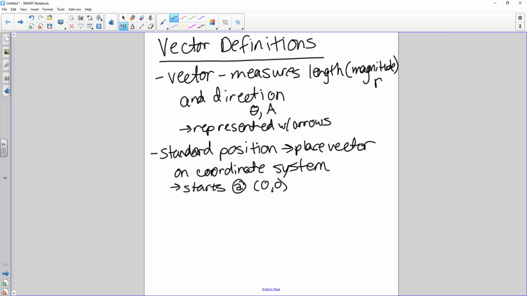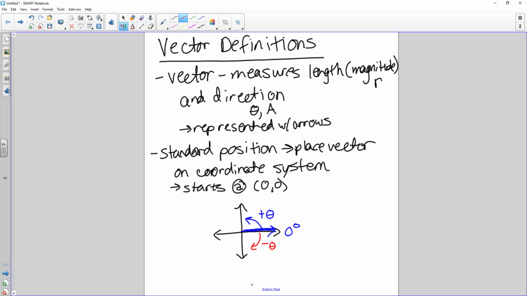So for this, I'm going to show on the coordinate system. Here's my coordinate system. If I have a vector, the direction is measured by starting right here at 0 degrees and then moving in the counterclockwise direction from there. This would be a positive angle, positive theta. I'm using theta to represent angle. If I were moving in a negative direction, I'm going clockwise from the positive x-axis.